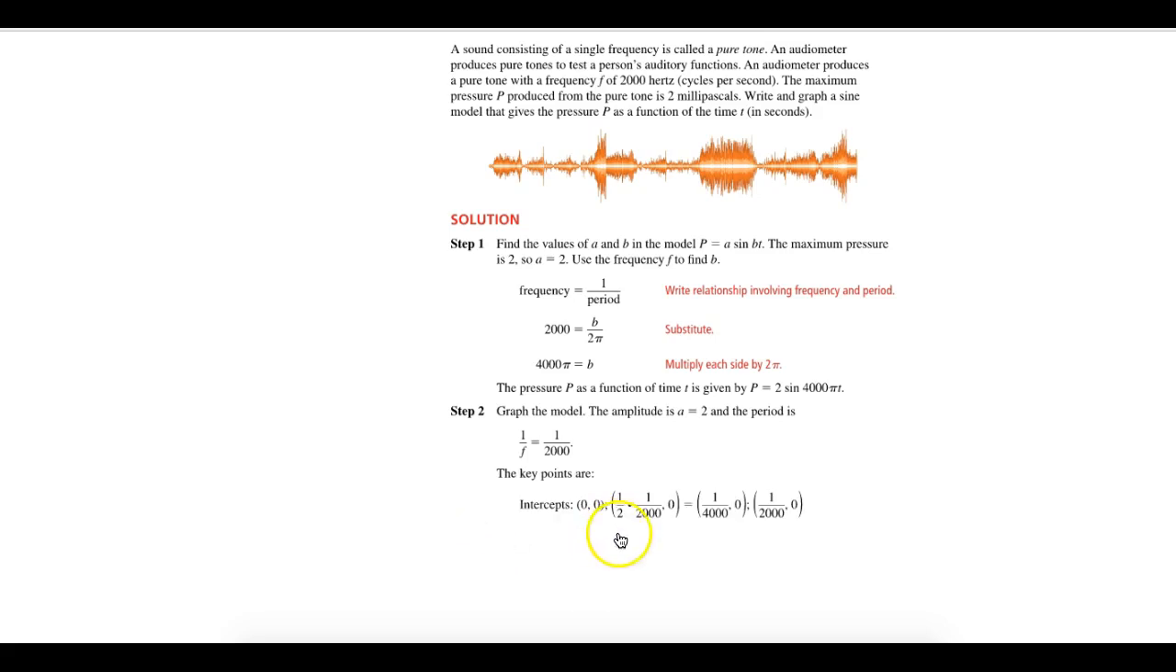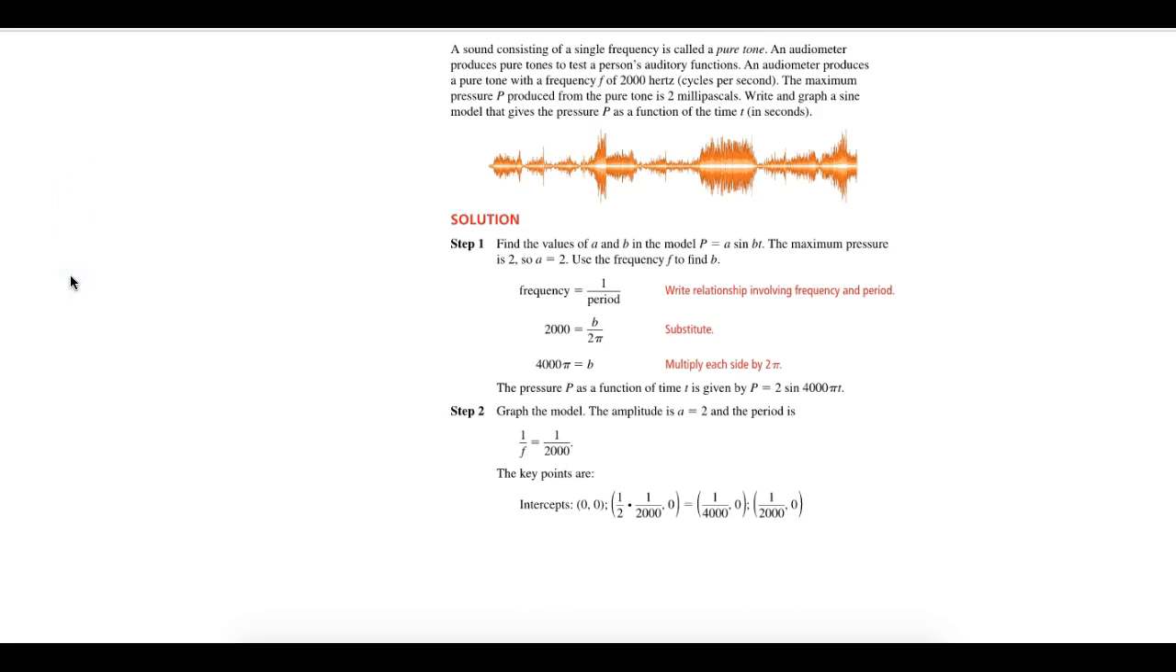So that means our one complete wave is going to happen in the distance from 0 to 1 over 2,000. The 5 key points, remember, we find our midpoints, which are the intercepts. That's at the start. That's at the end. So 0 and 1 over 2,000 is our end point. Our midpoint, again, I'll put this sine curve back up here for you.